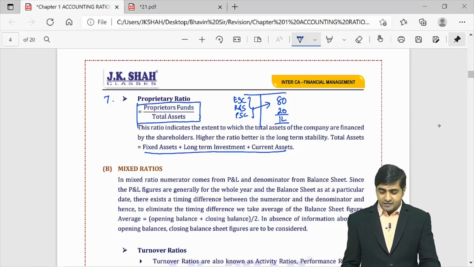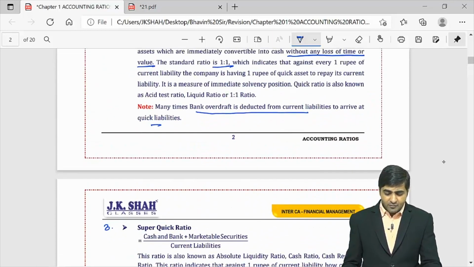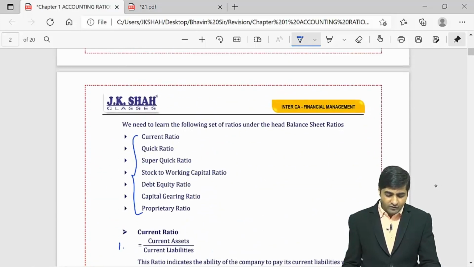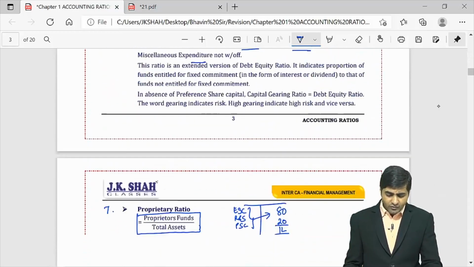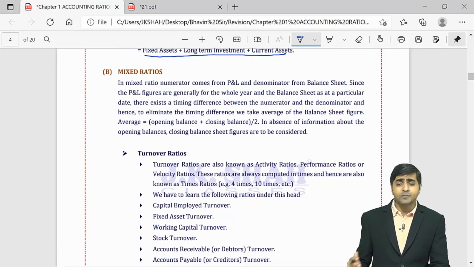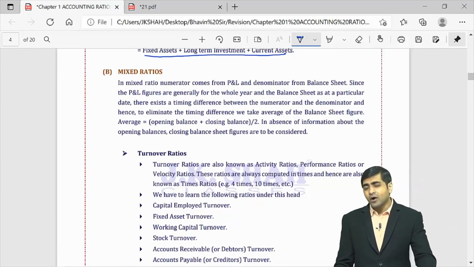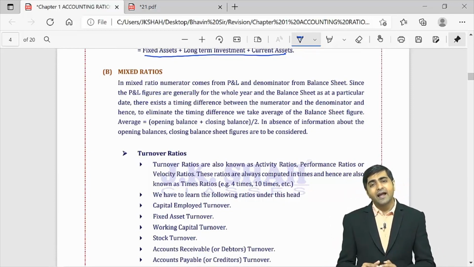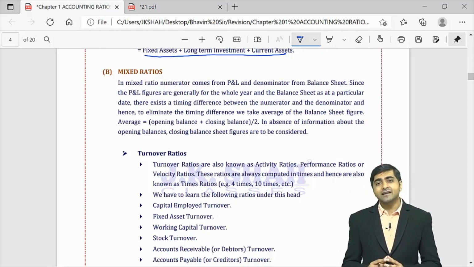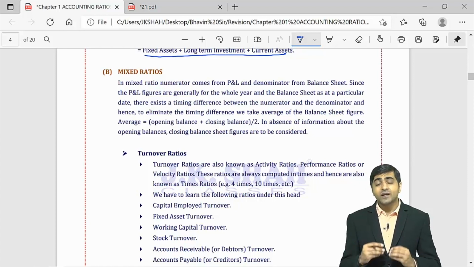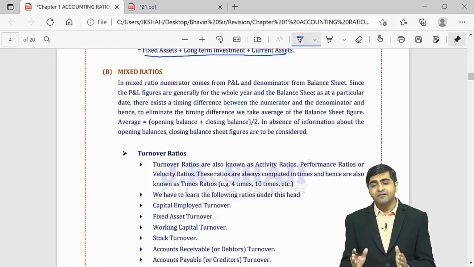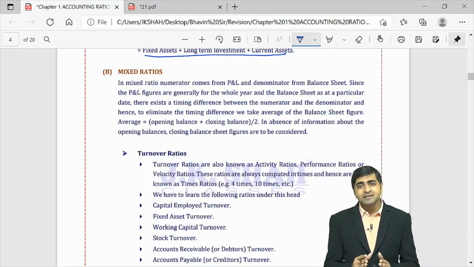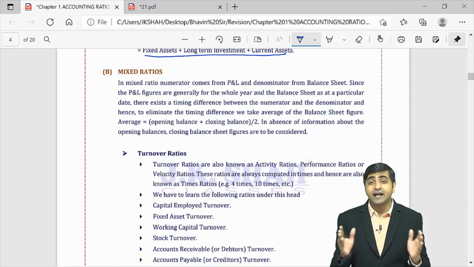Now my dear students, these are your 7 ratios pertaining to your balance sheet ratios or your solvency ratios. And now let us start with your mixed ratios. So guys, what happens in mixed ratio? That your numerator will come from your P&L and your denominator will come from your balance sheet. The moment you do this, it means that you are taking 2 figures with 2 different timings, because when we are considering any figure from your P&L, it means that we are considering that figure for the entire year.